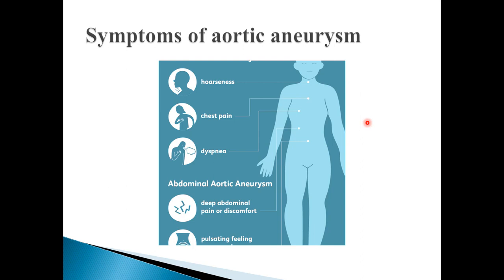Symptoms of aortic aneurysms. Now, this depends mainly on the location of the aortic aneurysm. So if it is an aneurysm in the thoracic part or in the arch of the aorta, it may lead to hoarseness of voice or chest pain. If the aortic aneurysm is within the thoracic part, it might lead to back pain as well. Dyspnea is also a very important symptom for the thoracic aortic aneurysm. For abdominal aortic aneurysms, the main symptom would be deep abdominal pain or discomfort or back pain, or a pulsating feeling in the abdomen. In many cases, however, the aortic aneurysms are asymptomatic.